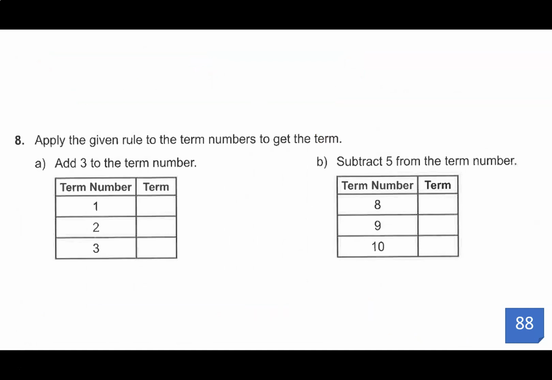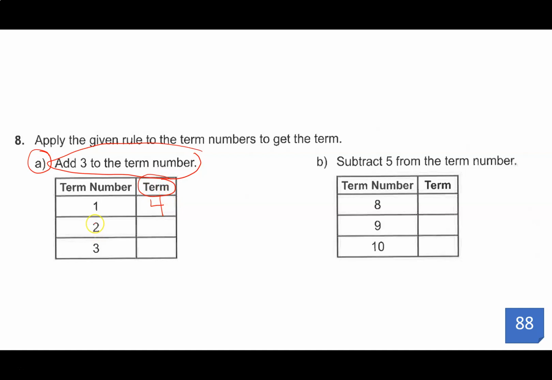Question 8 says, apply the given rule to the term numbers to get the term. All right, we haven't done anything like this yet, so let's go through A together. It says, add 3 to the term number. All right, well, our first term number is 1. If we add 3 to 1, we get 4. This is an instruction to follow to get your term number.